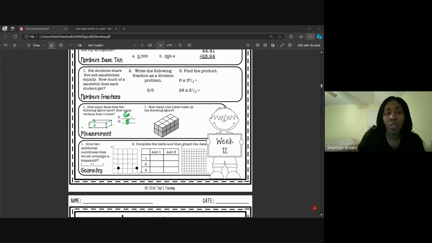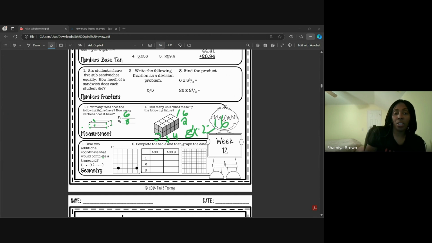Okay, it says how many unit cubes make up the following figure. So I have 2 going across this way. I have 4 going across this way. And I have 2 going up. So I can multiply 2 times 4 to get 8. Then I could do 8 times 2 equals 16. So this one has 16 unit cubes.